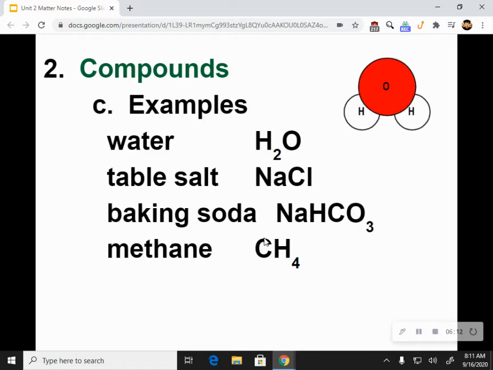So H2O, table salt, which is NaCl, sodium chloride, baking soda, methane, nitric oxide. As you go through, these will be some of the more common ones that we work with. All right, so that is the last of your pure substances. Pure substances consist of either elements or molecules because that is the smallest they can get. Once you split the molecules of a compound, they become elements. They're no longer molecules.